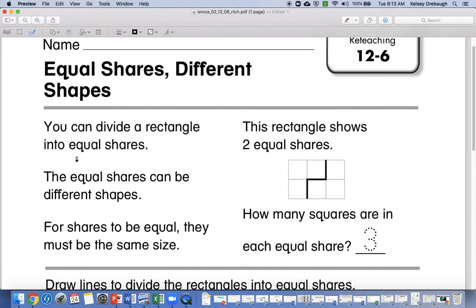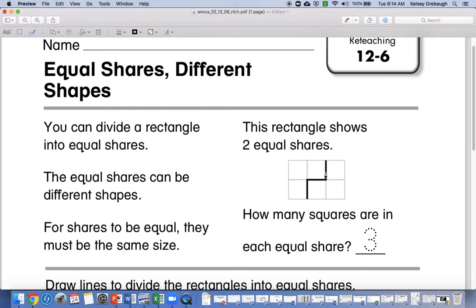So we can divide a rectangle into equal shares. The equal shares can be different shapes, as we saw. They don't have to be straight across in rows. They don't have to be straight up and down in columns. But for shares to be called equal, meaning the same, they must be the same size. So they have to have the exact same number of squares that are the same size in each share.